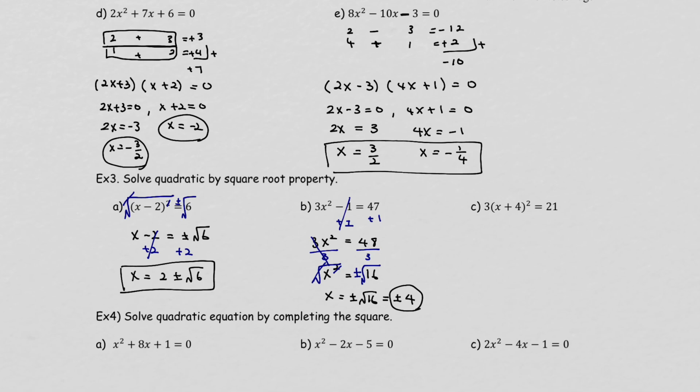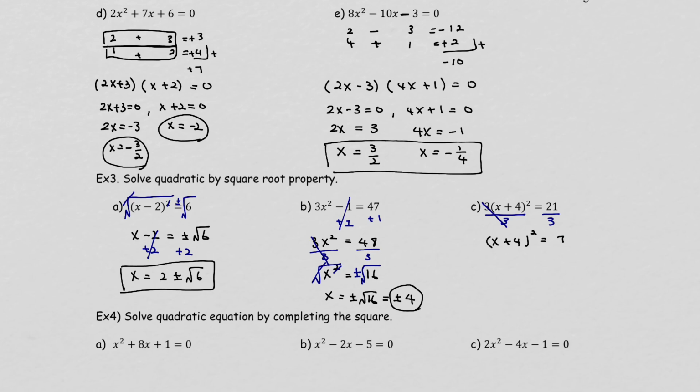Let's look at one more. I need to isolate the square term itself, right? So this is going to be the square. It means I need to get rid of this 3. It's multiplication, right? So the first thing we want to do is divide both sides by 3 so I can isolate the square term. Then I get x plus 4 squared equals 7.